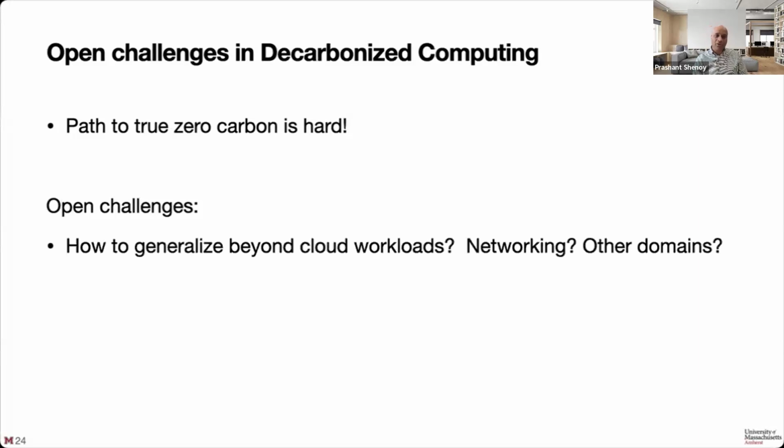How do you generalize beyond cloud workloads? How do you make the network greener? So the internet and many other types of network like data center networks also consume energy and have a carbon footprint. How do you make that greener? Can we actually generalize beyond cloud and computing altogether, apply these ideas to other domains? How do we actually do that?